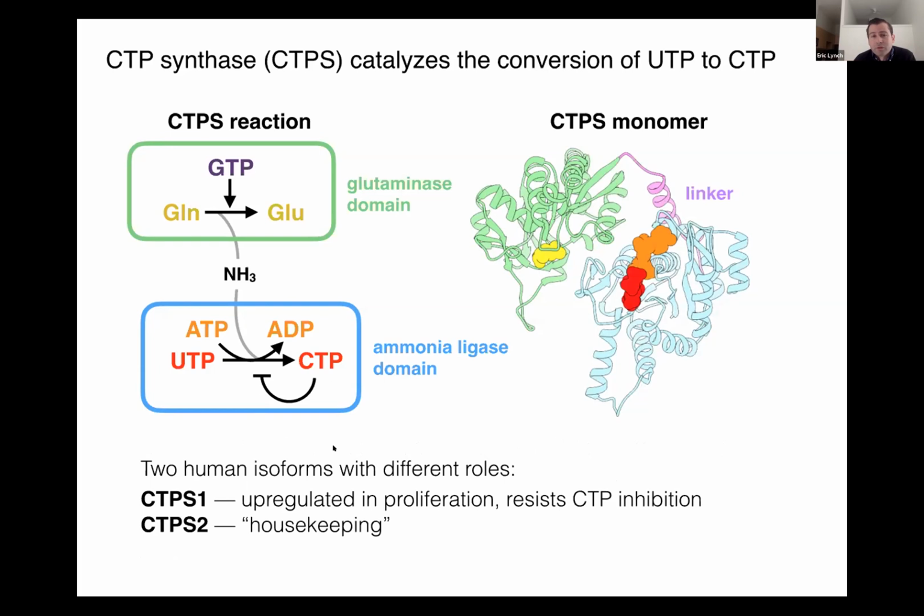And then in humans, there's 2 isoforms of CTP synthase, CTPS1 and 2. So CTPS1 is specifically upregulated in proliferation, and we have some initial evidence to suggest that it resists CTP inhibition, whereas CTPS2 is sort of the housekeeping version of the enzyme. So these 2 enzymes potentially fill those 2 requirements I just discussed: balanced nucleotide levels, and then with CTPS1 under particular circumstances, increasing CTP levels.